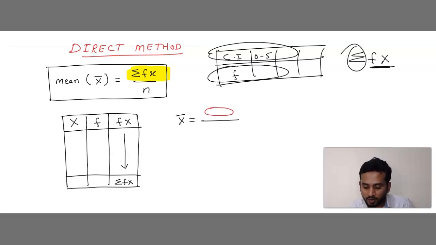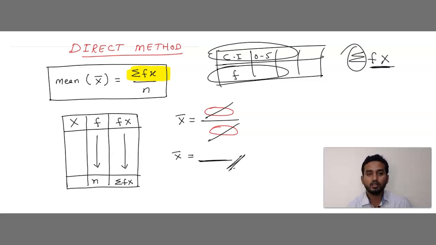Okay. Next, what we have to find? n. n means all these f values we should add. That is known as n, that is sigma f. We have to add all these f values. Then substitute the value of n here. Then cancel these both the terms. Whatever answer you get, that is your x bar.